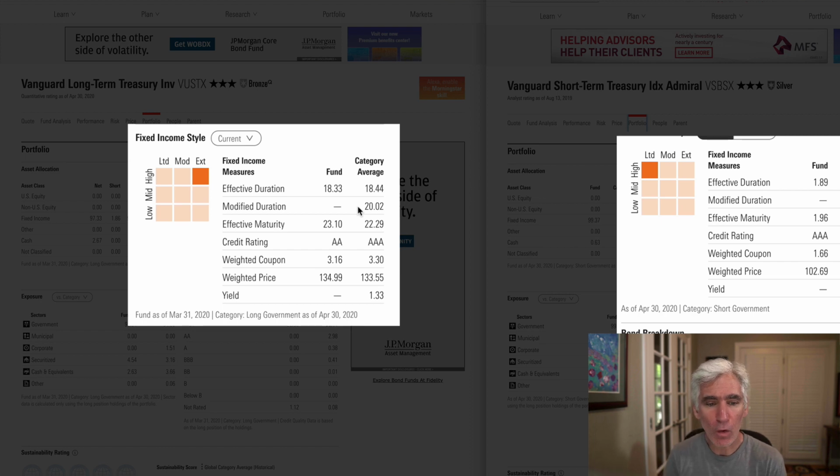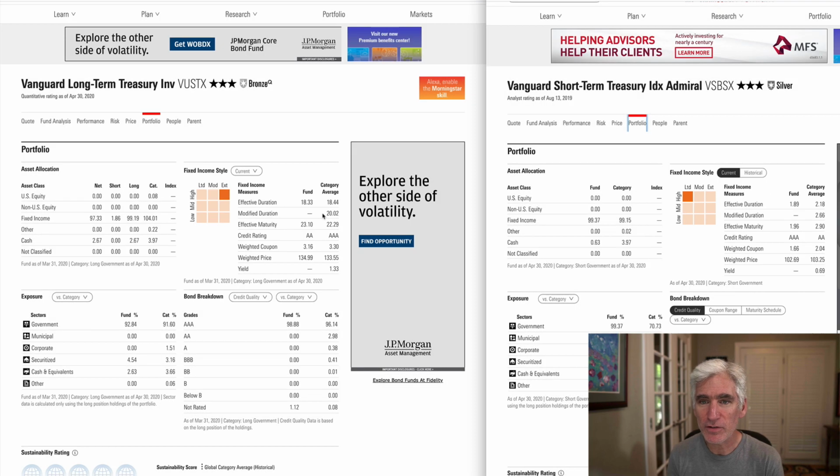So you can see now why Morningstar, with its style box, classifies these funds the way it does. An effective duration of 18.33, that's a pretty long-term bond fund, so it's going to be very sensitive to changes in interest rates. In contrast, the short-term Treasury fund only has a duration of 1.89, so it's not going to be very sensitive to changes in interest rates. It doesn't mean there won't be any changes to its value when interest rates change. It will, but not nearly as much as something like the long-term Treasury.